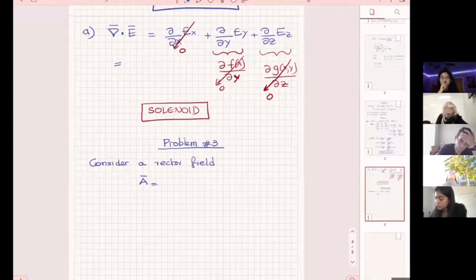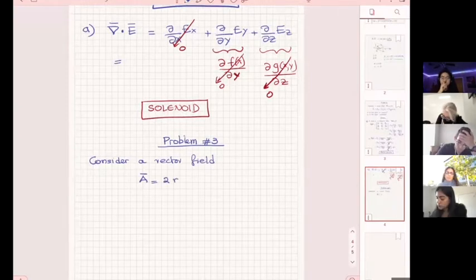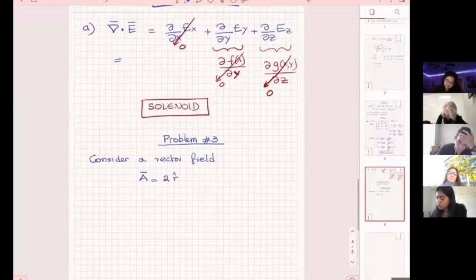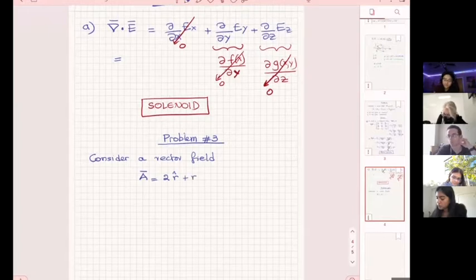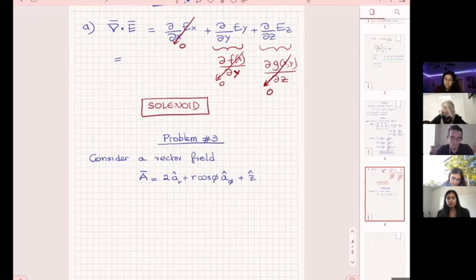that is A = 2R plus R or 1 over R. Let me just do that. Or R rather. R cosine phi. Okay. I said spherical.